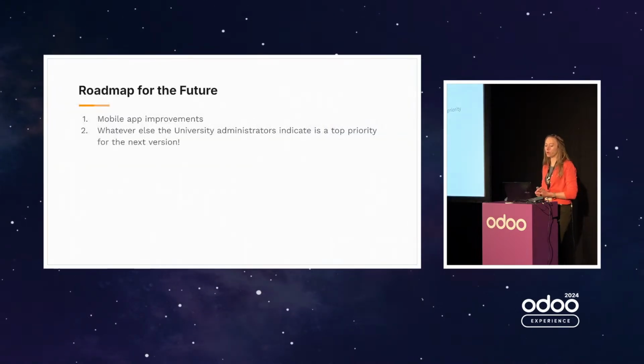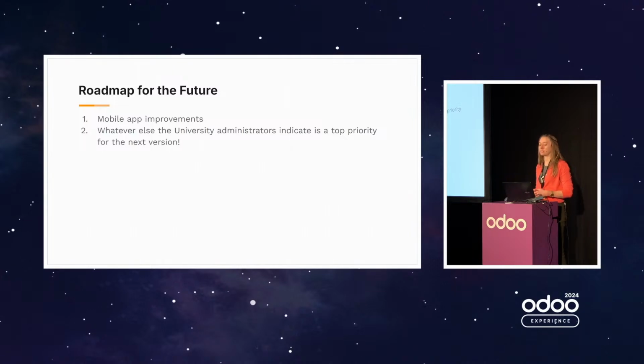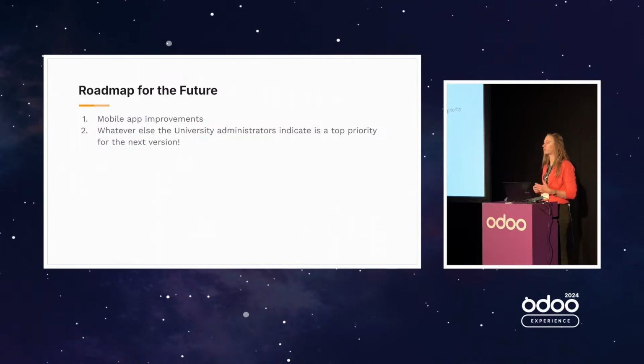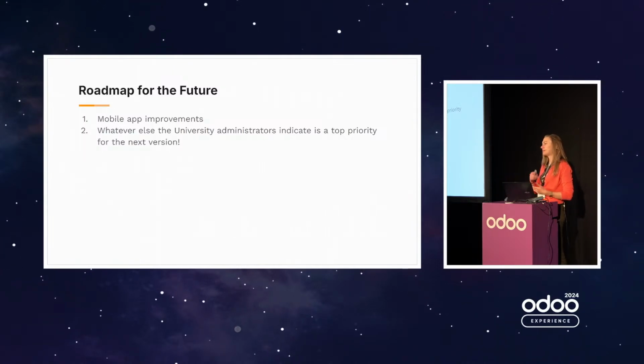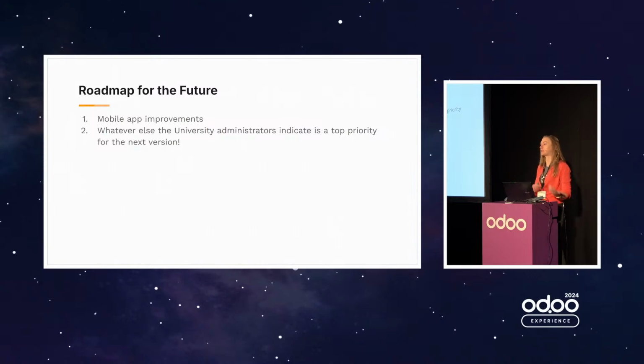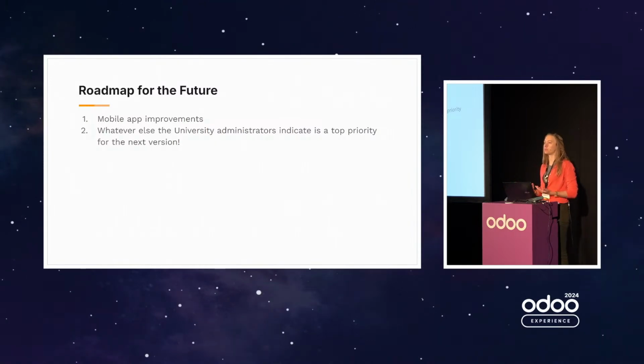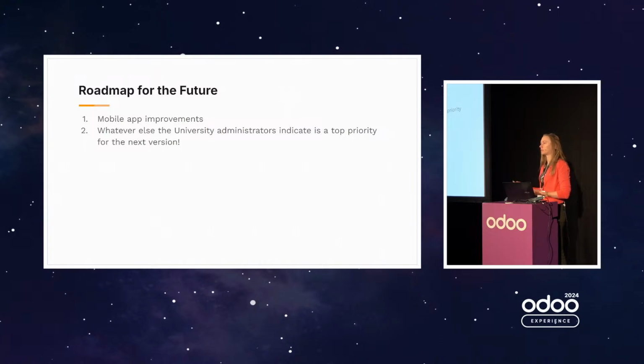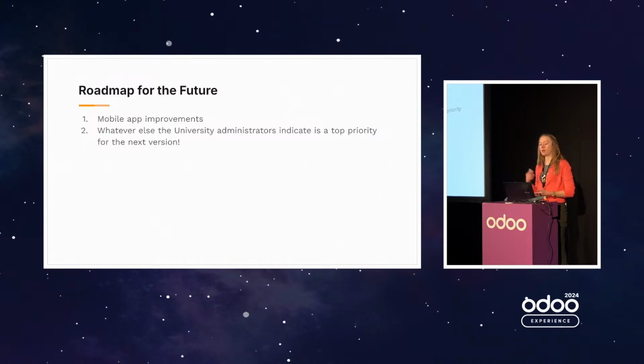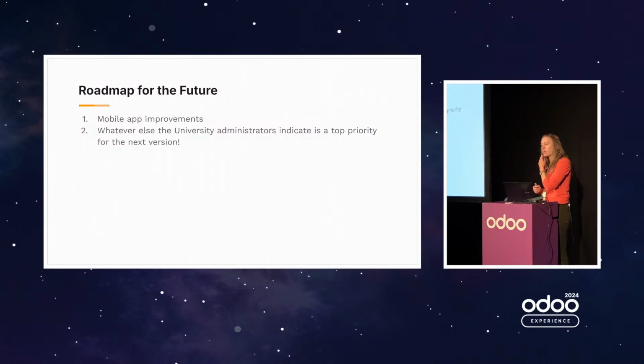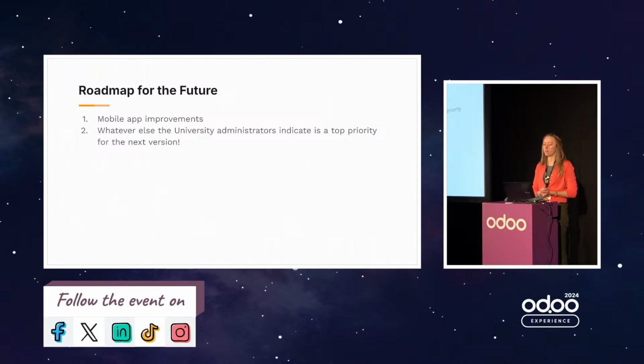In terms of our roadmap for the future, what we're working on actively right now is mobile app improvements. So right now, our mobile app only supports sending push notifications, but not actually sending alerts. So the majority of the hosts will actually send alerts from our mobile responsive website built on Odoo, but we're working on improving our mobile app and making the on-the-go experience even better for our users.